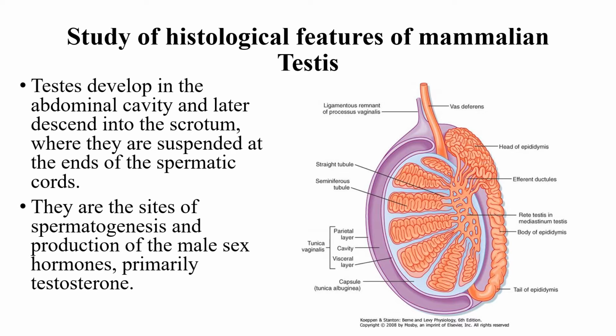The outermost covering of the testis is called tunica vaginalis, which is composed of a parietal layer, the outermost layer, and the visceral layer, the innermost layer, and the space in between, which is called cavity. Inside, the testis is covered by a capsule of thick connective tissue called tunica albuginea. This is the tunica albuginea.